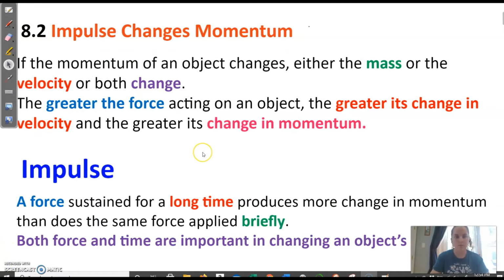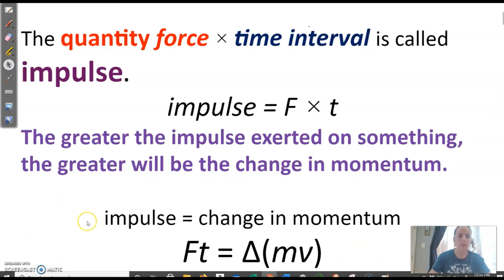Okay, so let's talk about impulse and the change in momentum. If the momentum of an object changes, either the mass or the velocity or both have changed. The greater the force acting on the object, the greater its change in velocity and the greater its change in momentum. An impulse is a force sustained for a period of time, so both force and time are important to changing the object's momentum. Impulse is force times time, and we know that the force times time, or the impulse, is equal to the change in momentum.